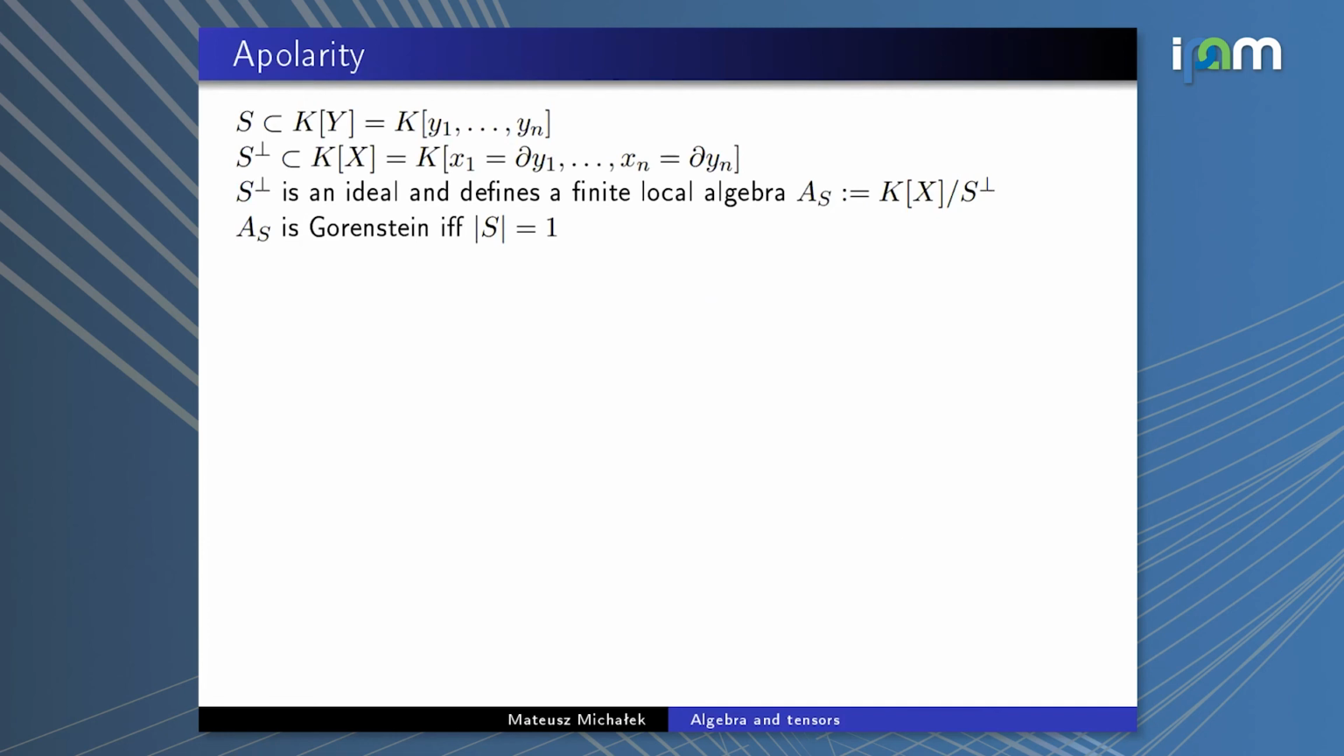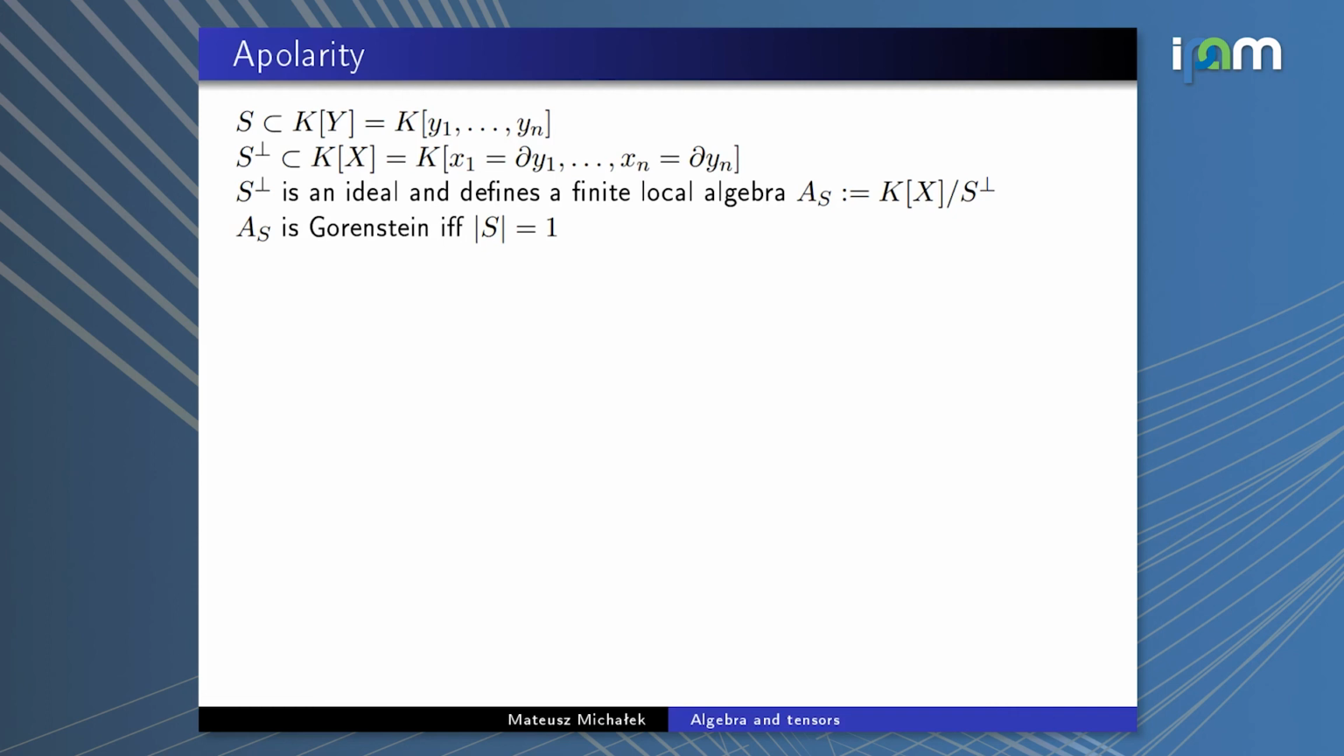Okay, so how to construct interesting algebras? Well, I would like to give you one method to do that. If you take any set in a polynomial ring, you can look at all derivatives that annihilate that set. And this is an ideal. And if you quotient out the polynomial ring in the derivatives by that ideal, you always obtain a finite dimensional vector space.